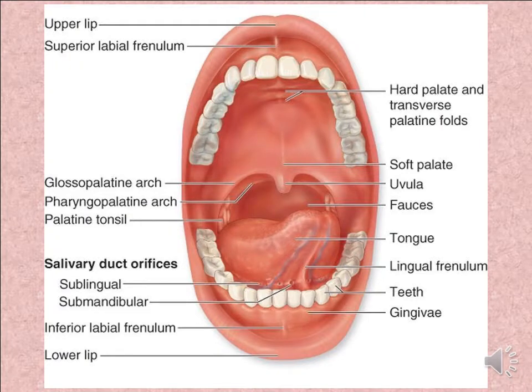This figure shows the parts of the oral cavity. We start from the upper lip and lower lip, and the alveolar process, upper and lower alveolar process. We have the gingiva, and we have the hard palate and the soft palate, and the tongue, with the dorsal surface of the tongue and the ventral surface of the tongue, and we have the floor of the mouth.